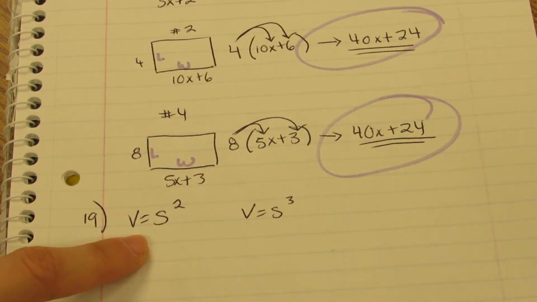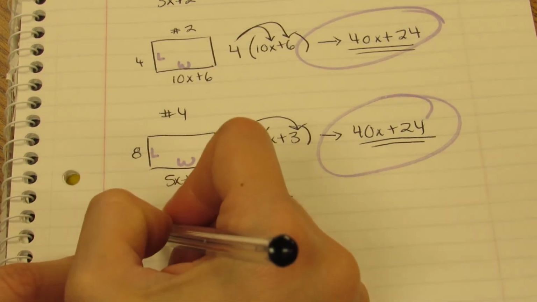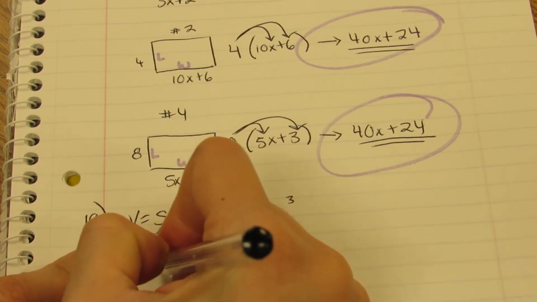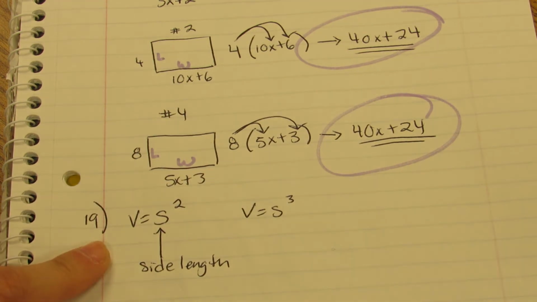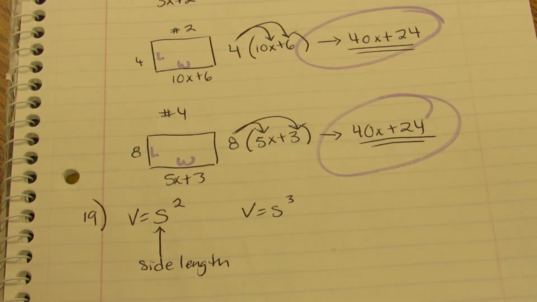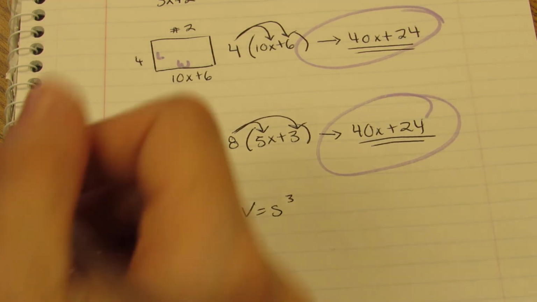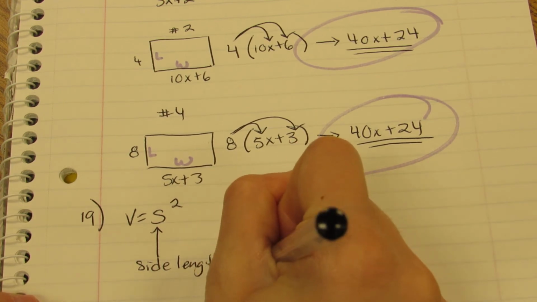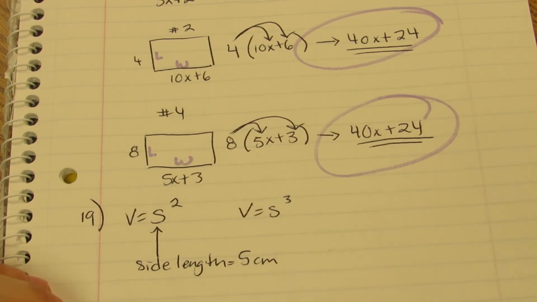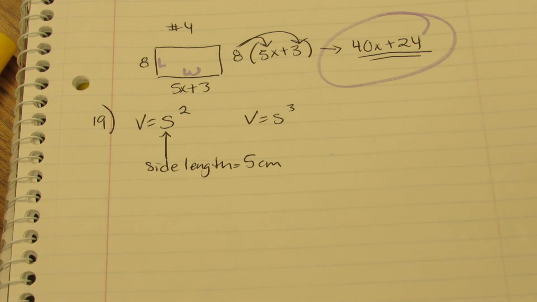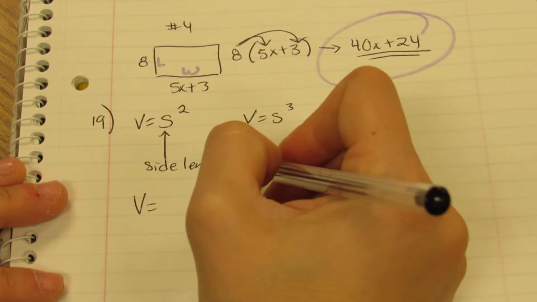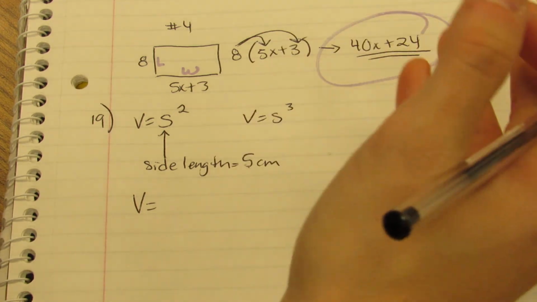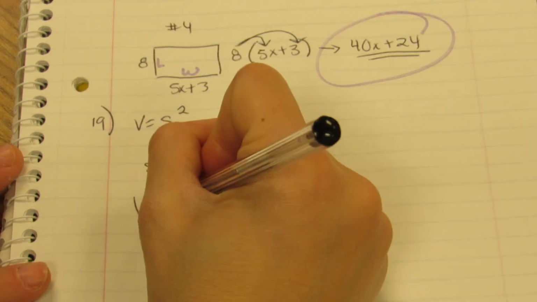All right. So it says where S represents the side length. So S is side length. Let's see if they give me side length. It says that if Kaylin's cube has a side length of 5 centimeters, what would be the volume of her cube? So this is a simple substitution problem. So I'm going to rewrite it with 5 for S, meaning where I see this S, I'm going to write a 5.